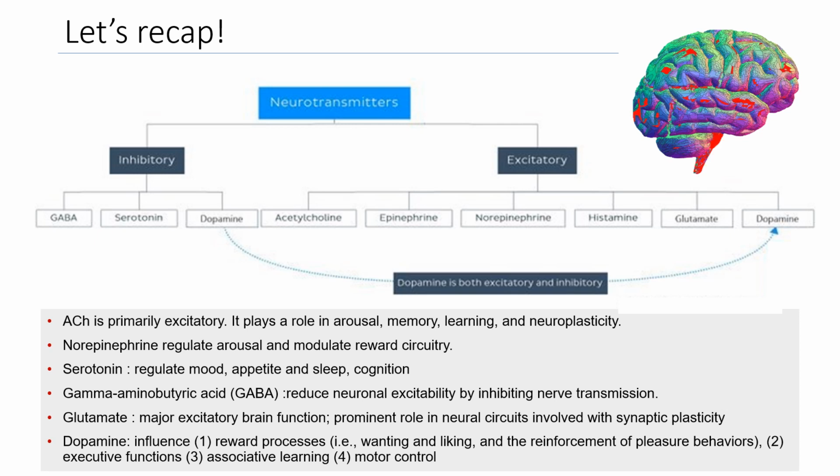So dopaminergic pathways in the brain influence reward processes such as wanting and liking and the reinforcement of pleasure behavior. It is involved in executive functioning, for instance, goal-directed behavior, cognitive flexibility, and problem solving. It is also involved in associative learning, which is acquiring and modifying behaviors and skills and such. And last but not least, in motor control, which is the coordination and control of reflexes as well as voluntary movements.